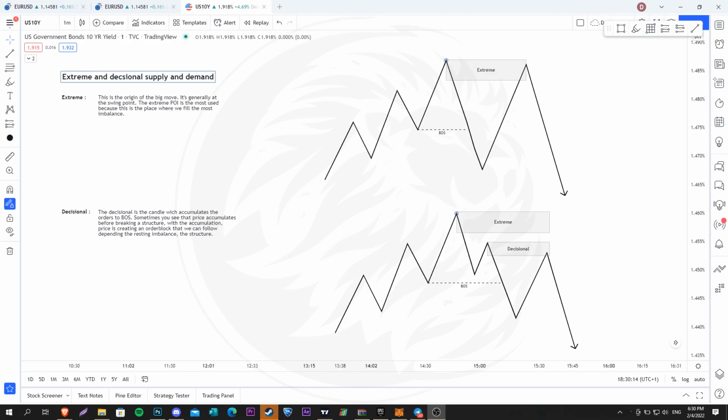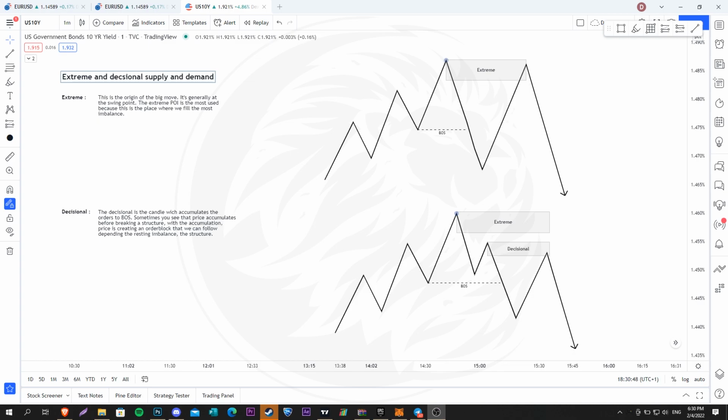Now guys, we will go through the extreme and the decisional supply or demand area. So the extreme supply or demand area, this is the origin of the big move. It's generally at the swing point. The extreme POI is the most used because this is the place where we feel the most imbalance. The decisional order block is the candle which accumulates the orders before the break of structure. Sometimes you see that price accumulates before breaking a structure. With the accumulation, price is creating an order block that we can follow depending on the resting imbalance and the structure also.